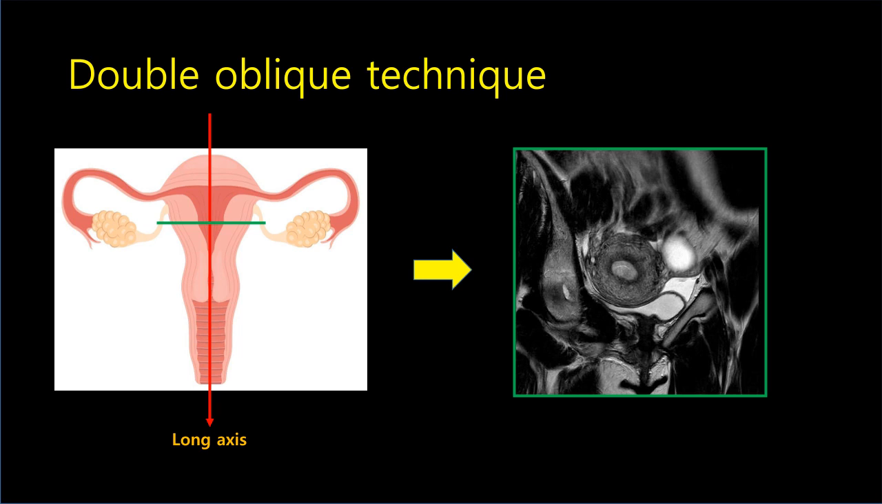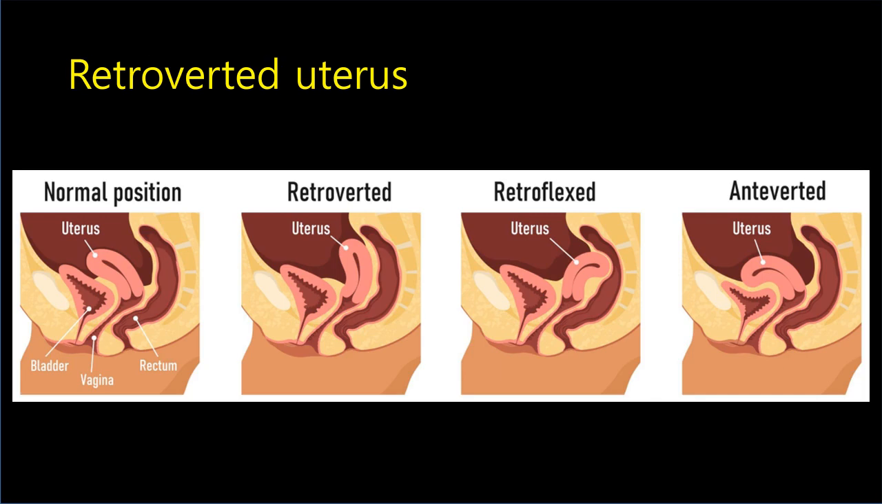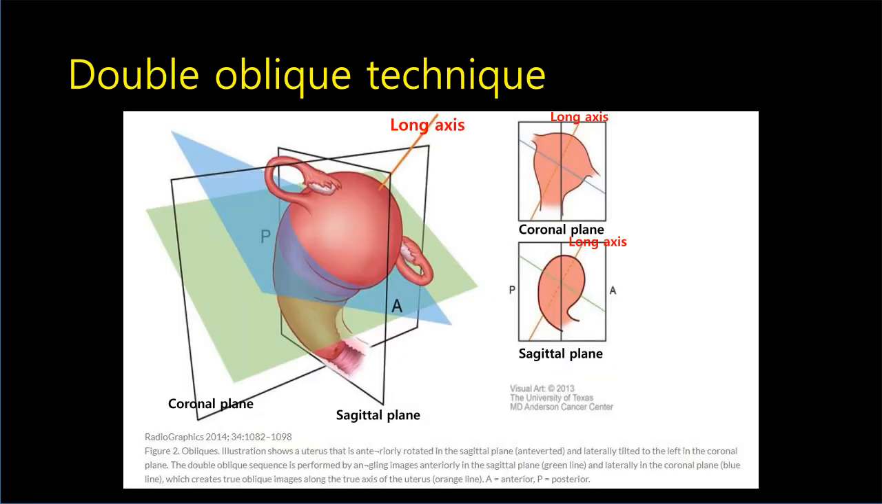There are things to consider here. That is, since the position of the uterus and cervix is three-dimensionally located differently for each person, it is necessary to change the angle twice to obtain images perpendicular to the long axis of the target organ. The double oblique technique is illustrated in this figure.